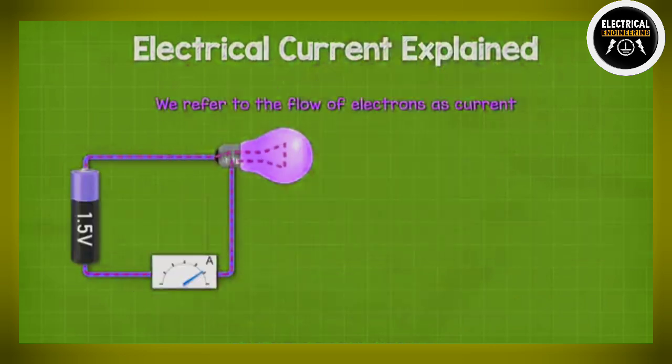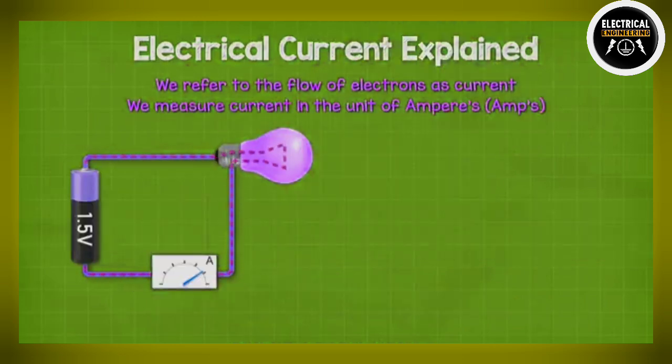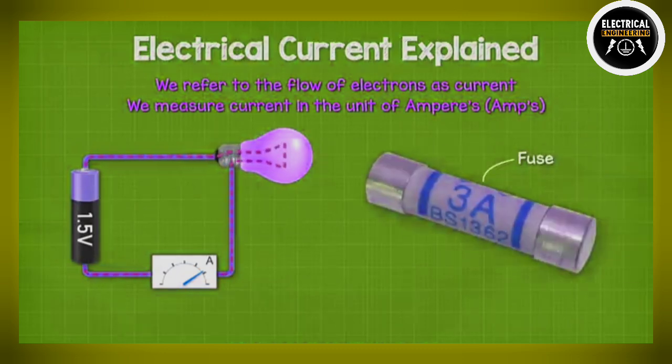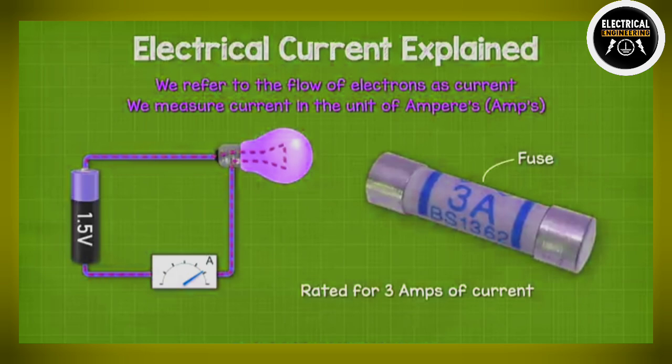We refer to the flow of electrons as current, and we measure this in a unit of amperes, although you'll usually just hear people say amps. This is also represented with a capital A. For example, this fuse has a 3 and a capital A, which means it is rated for 3 amps of current. We'll look at how fuses work a little later in this video.